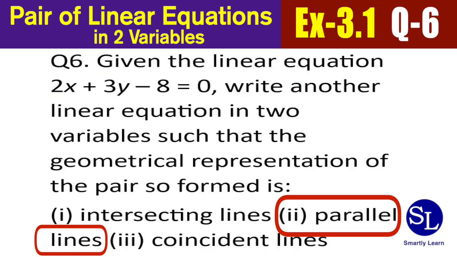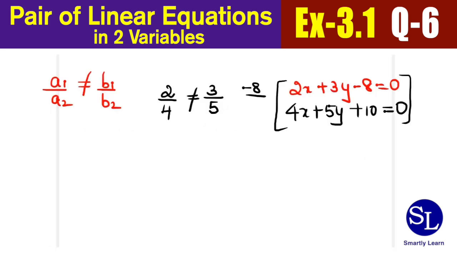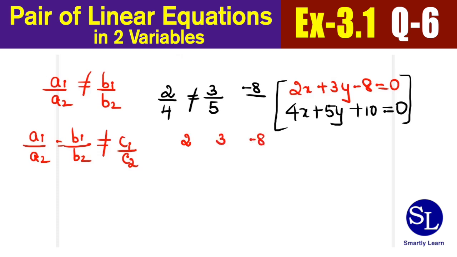Now, in the second subdivision, they wanted parallel lines. So what is the condition for parallel lines? A1 by A2 is equal to B1 by B2, but it is not equal to C1 by C2. So in the case of this first equation, we already know A1 as 2, B1 as 3, C1 as minus 8. So now let's start filling the A2s. So if I'm going to mark the A2 as going to be 4, now let's see what happens to B2. So 2 by 4 is 1 by 2. So I have to place a 6 in the place of B2. So 3 by 6 also is 1 by 2.